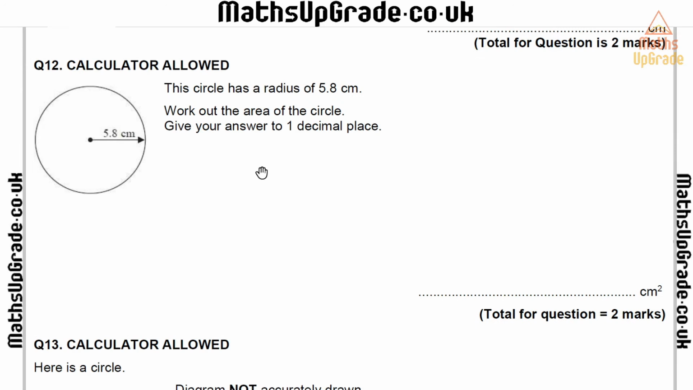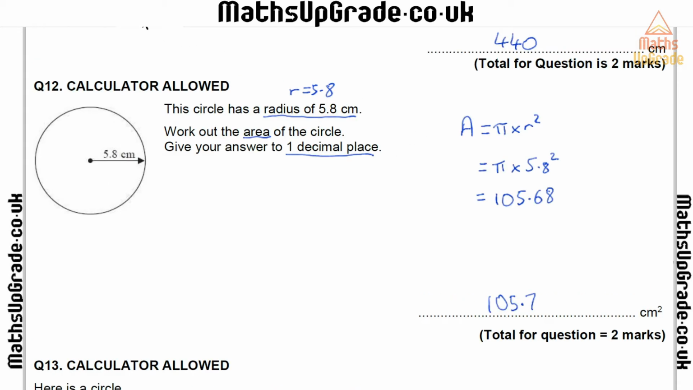Okay, question 12. This circle has a radius of 5.8 centimeters. Work out the area of the circle, giving your answer to 1 decimal place. So quite simply, I'd underline radius of 5.8, I'd underline the word area, and underline 1 decimal place. So for this question, try and find the area. That's given by a formula A equals pi r squared, circles.